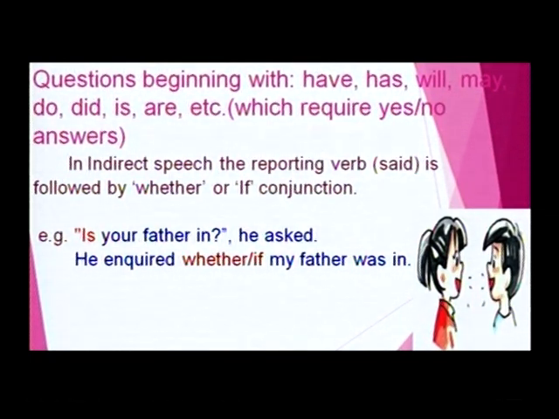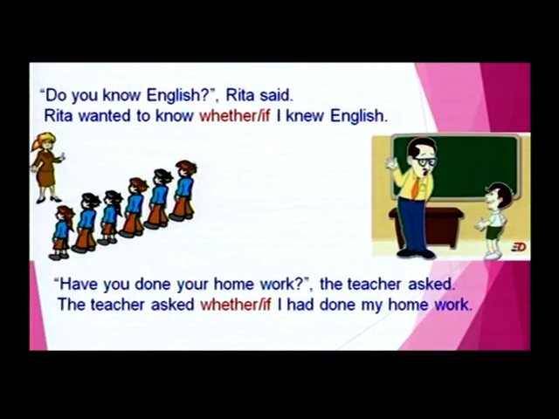Here, what happened? Instead of the introductory verb said, we used inquired, and is became was, and the conjunction whether or if was used. Clear, my dear friends? See some more examples. "Do you know English?" Rita asked, sir. Rita wanted to know if I knew English. Here, know became knew. And see, Rita wanted to know whether I knew English, or Rita wanted to know if I knew English. This is one of the best examples.